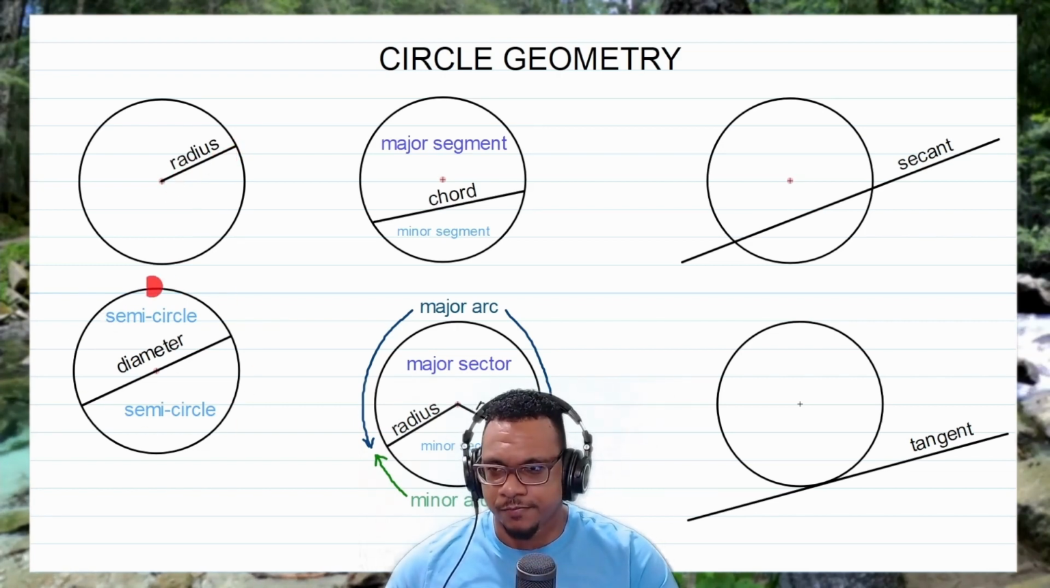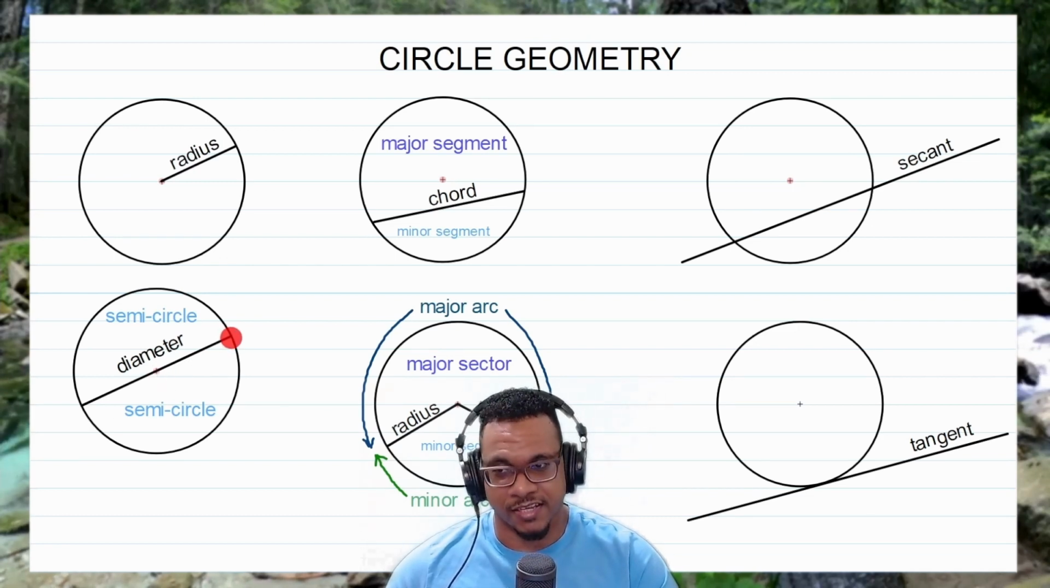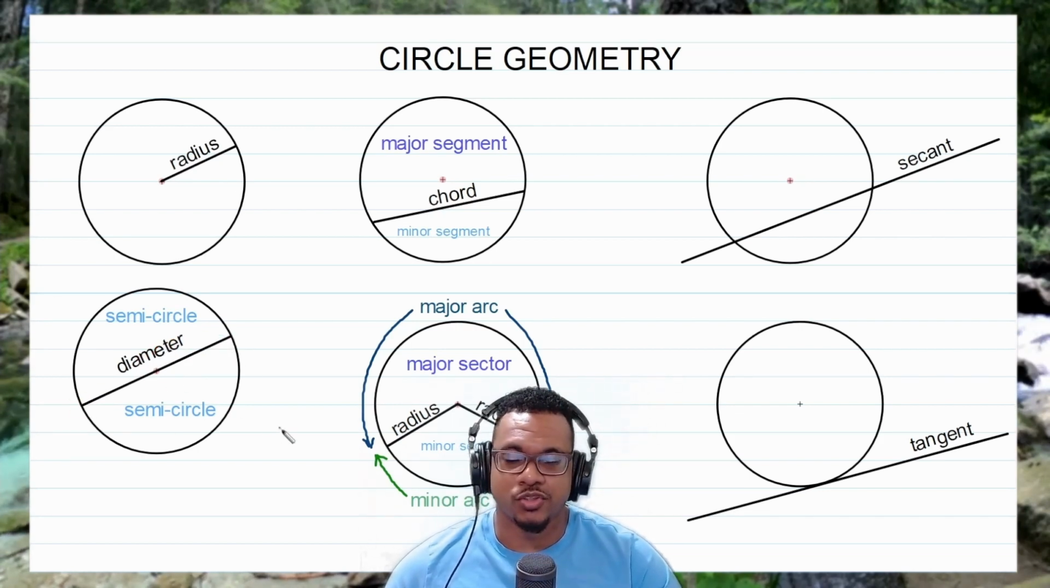In this circle, this is the center of the circle. I have a line drawn from the circumference of the circle, passes through the center, and then touches the circumference again. This line is known as the diameter. Now the diameter separates the circle into two equal parts, and those equal parts are called the semicircle.